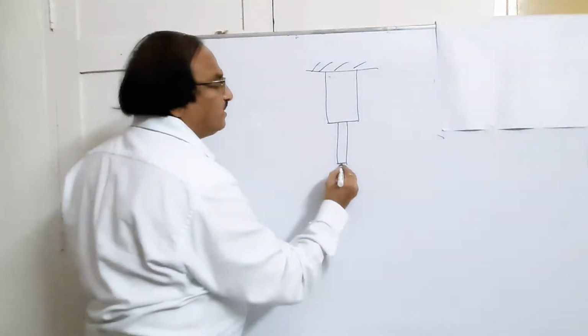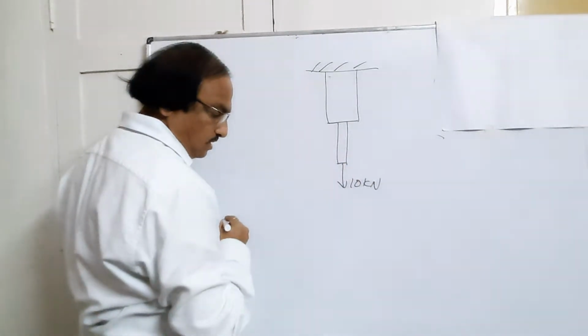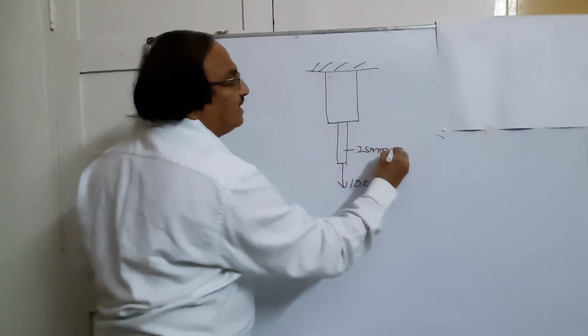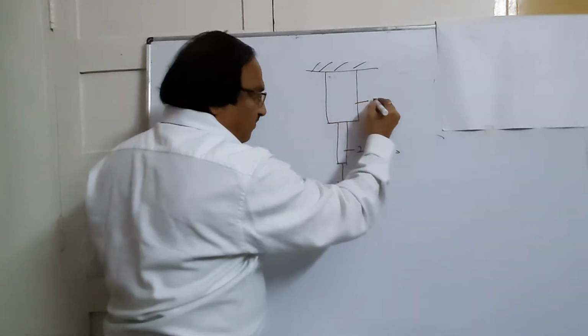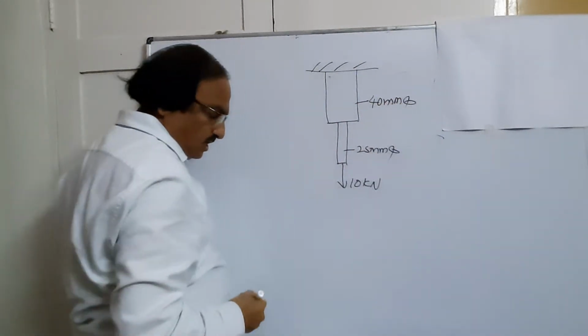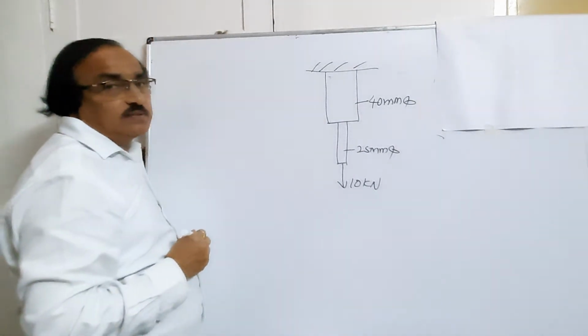This member is subjected to a load of 10 kilonewton. This portion has a 25 mm diameter, and this portion has a diameter of 40 mm. So you are required to find out the stresses in the members.